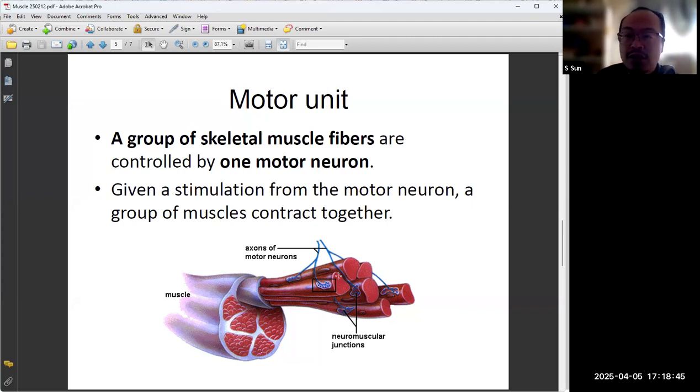So that is the trade-off. You can have a large group of members in your team, so you don't have the fine movement, but you do have the force. Or you can have fewer members in your team, so you have the fine movement, but you don't have the force. So what you need to know is, what is a motor unit? A motor unit is one motor neuron controlling multiple muscle fibers. You're going to see this in the quiz question, to define what a motor unit is.